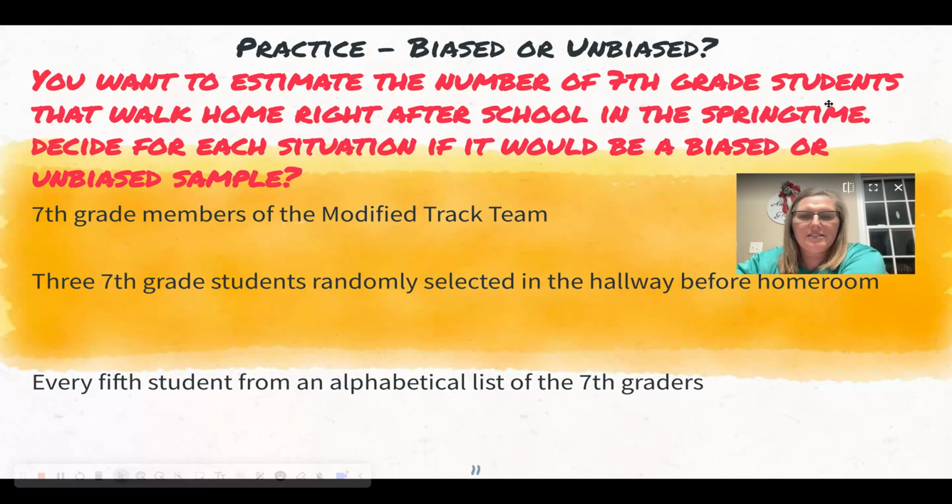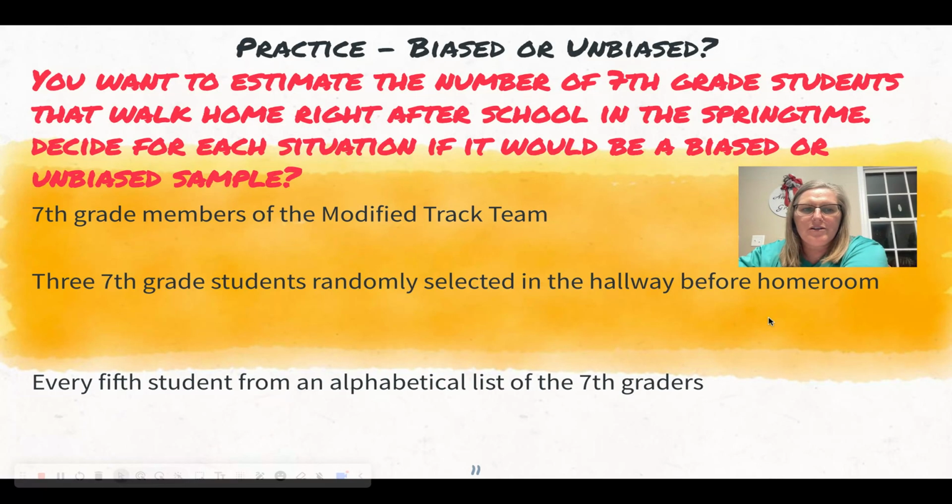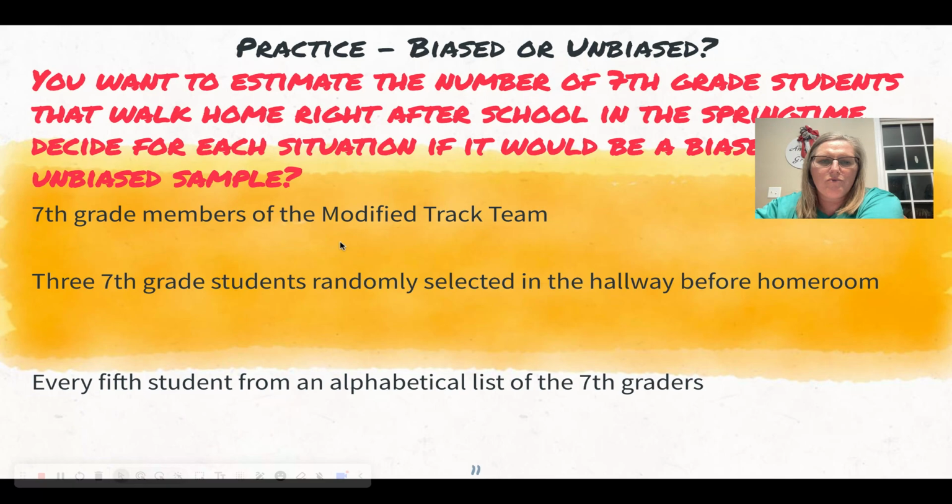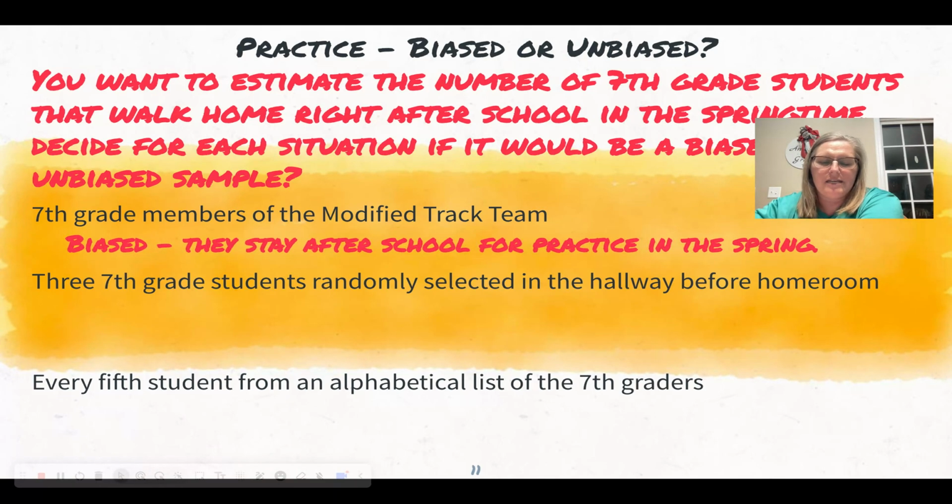All right, you want to estimate the number of 7th grade students that walk home right after school in the springtime. Decide for each situation if it would be a biased or unbiased sample. 7th grade members of the modified track team. If they walk home right after school, I would say that would be biased, because they stay after school for practice in the spring. So you're only looking at a certain number of students there instead of trying to get a broader sampling.